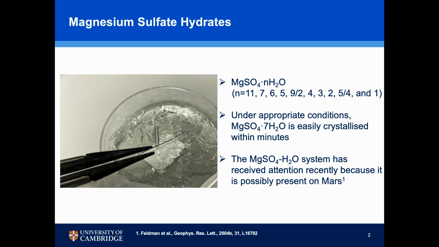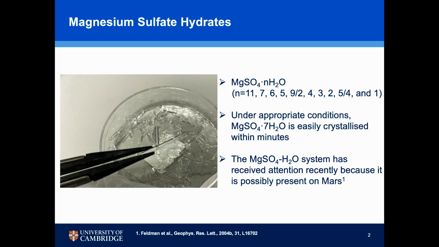So the system of the magnesium sulfate hydrate is very interesting because it has so many different forms of hydrates. But for our project, we start with the heptahydrate because you can crystallize it easily at certain concentrations around room temperature. So the picture on the left side is the crystal we grow in the lab. And you can see around room temperature, you can grow such nice and large crystals. And the magnesium sulfate water system has received a lot of attention recently because it's possibly present on Mars.